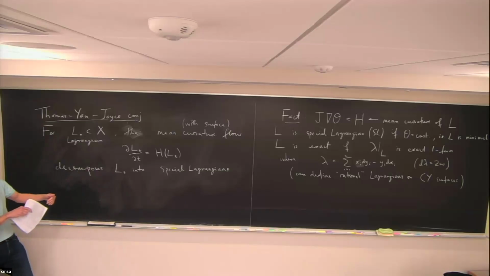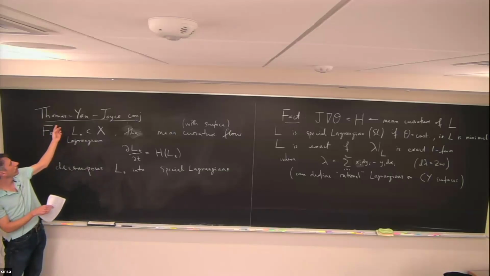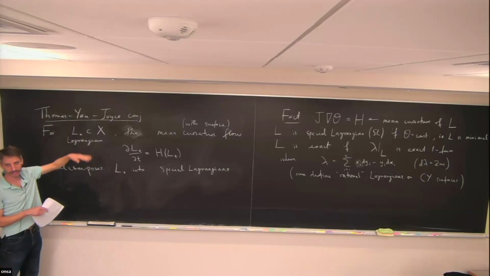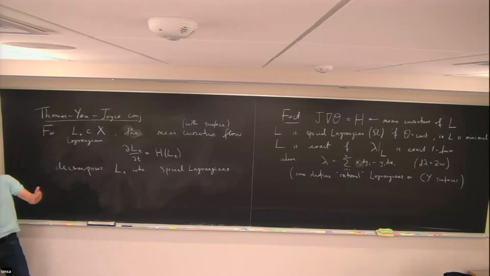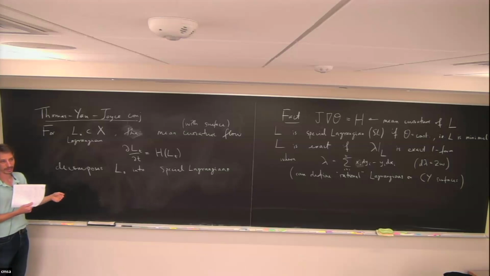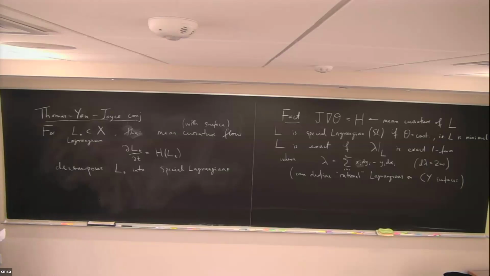So the baby case of that is this very beautiful uniqueness result of Thomas and Yau, which says that if you have two special Lagrangians, then they cannot be Hamiltonian isotopic to each other. And a fancier version of this is this Fukaya category statement.